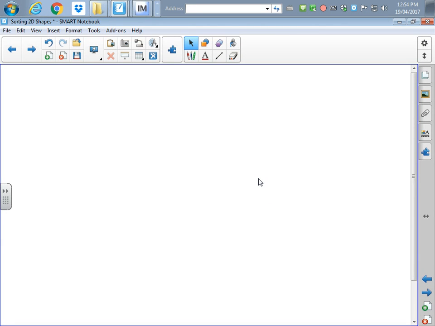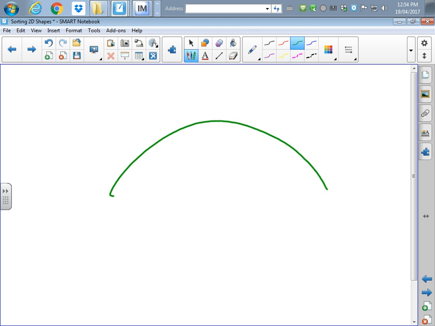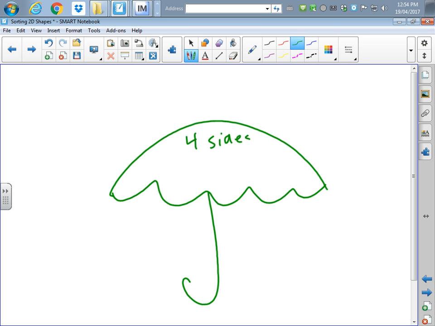So, if we know, what do you know about a quadrilateral? Talia? It has 4 sides. So a 4-sided shape. What are some quadrilaterals that you know?